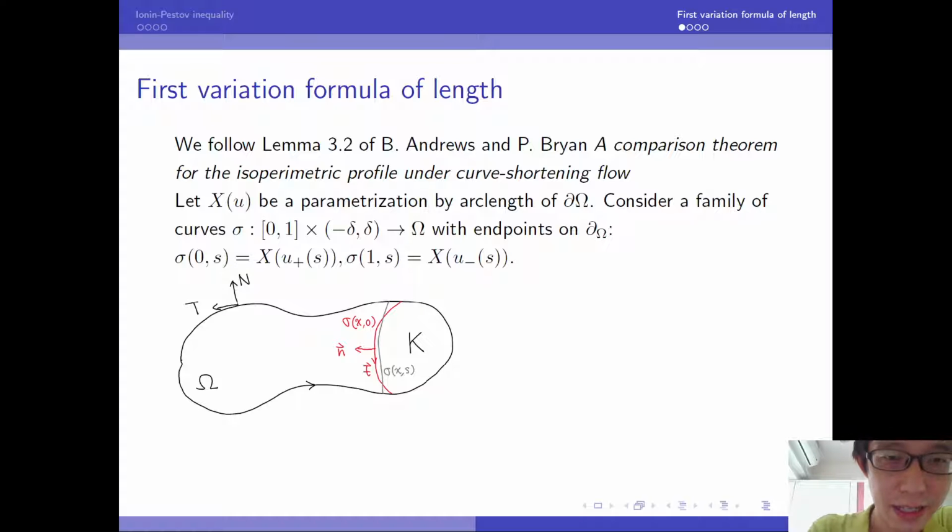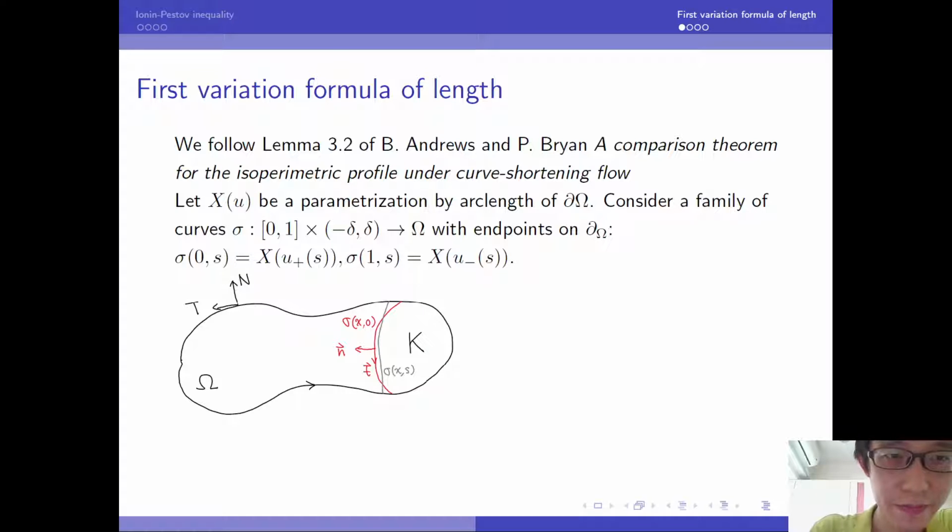So first, let's see the setup. We have a bounded domain omega in the plane, and we parameterize its boundary, omega, by x. So now we consider a family of curves sigma. Okay? So this red one is the base curve, and we vary it. So the gray one is the variation. We assume that all these curves sigma have endpoints on the boundary omega.